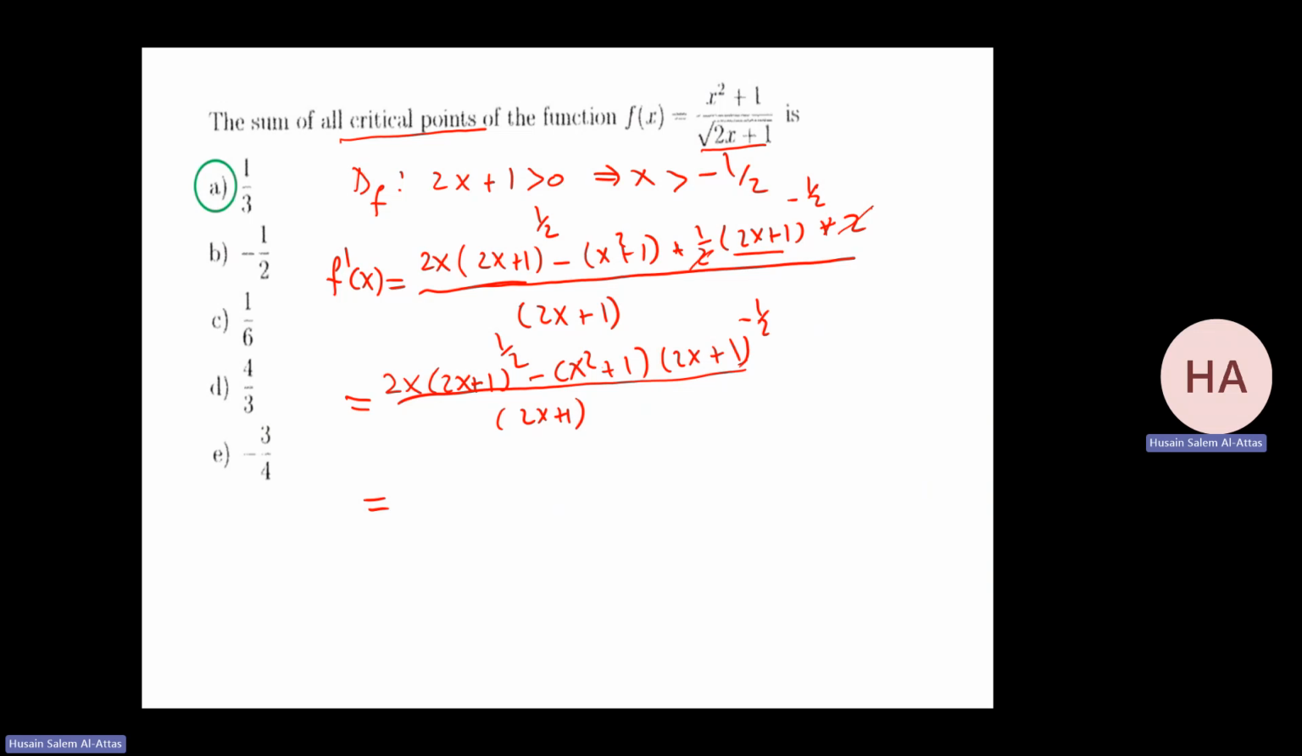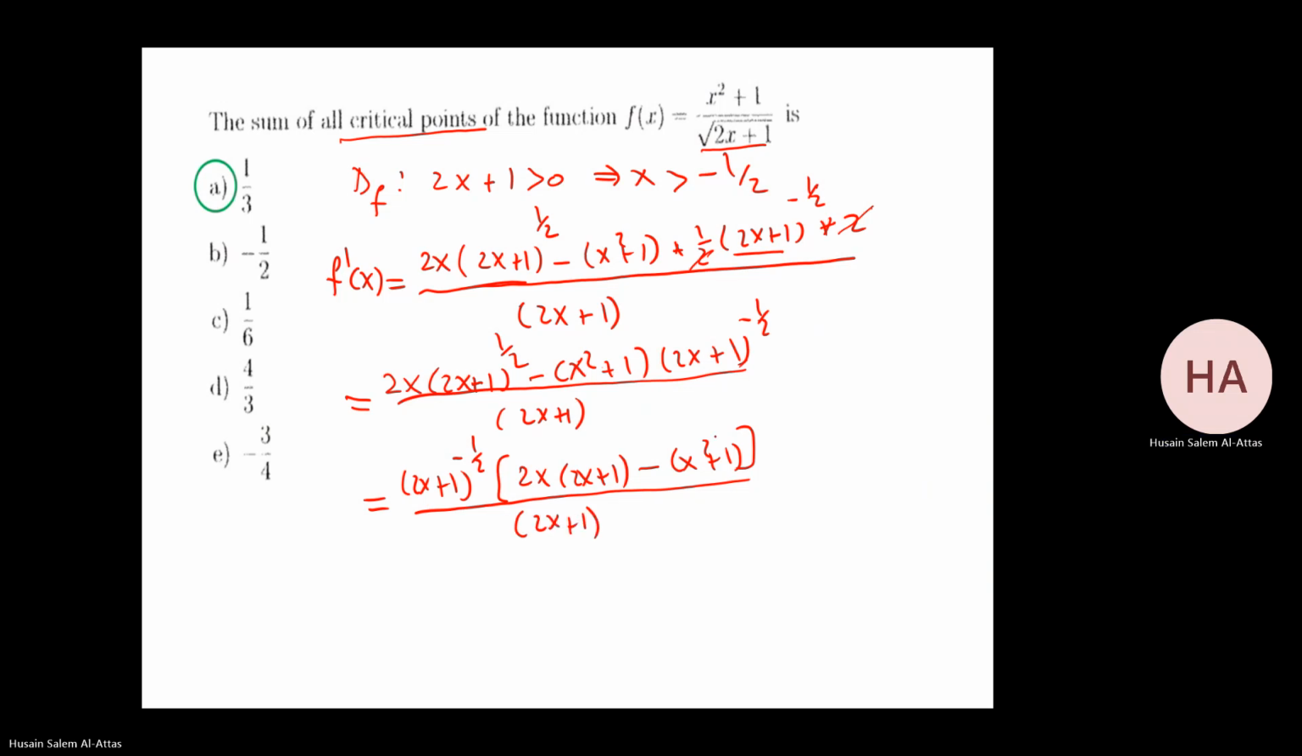Now I can take 2x plus 1 to the power minus half as a common factor in the numerator. So I have here 2x times 2x plus 1, multiply, I'm getting this, minus x squared plus 1, all over 2x plus 1. So I have 4x squared minus x squared, that will be 3x squared plus 2x minus 1 over 2x plus 1 to the power 3 over 2.